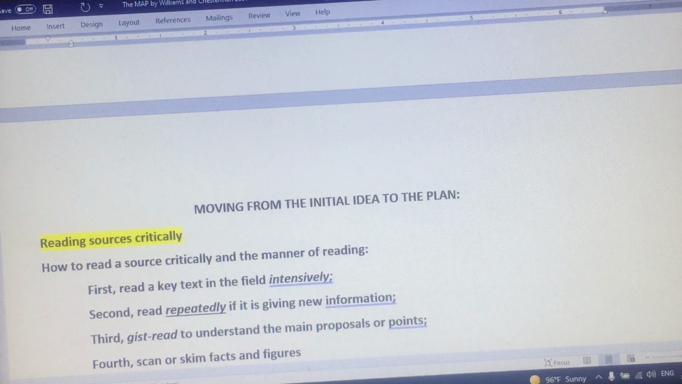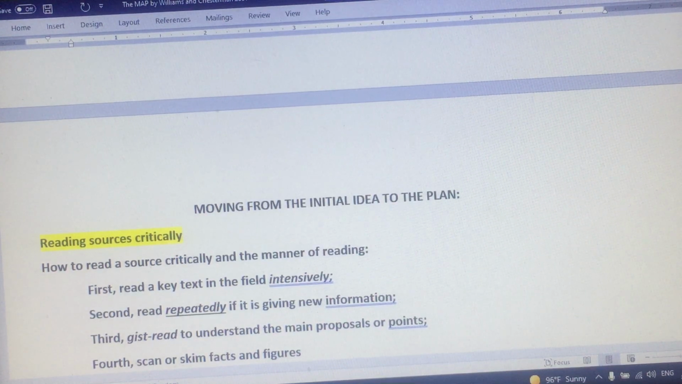The second thing is you need to reread this information, to see if it's giving you any new information. Rereading the text will show you whether it gives you new information.